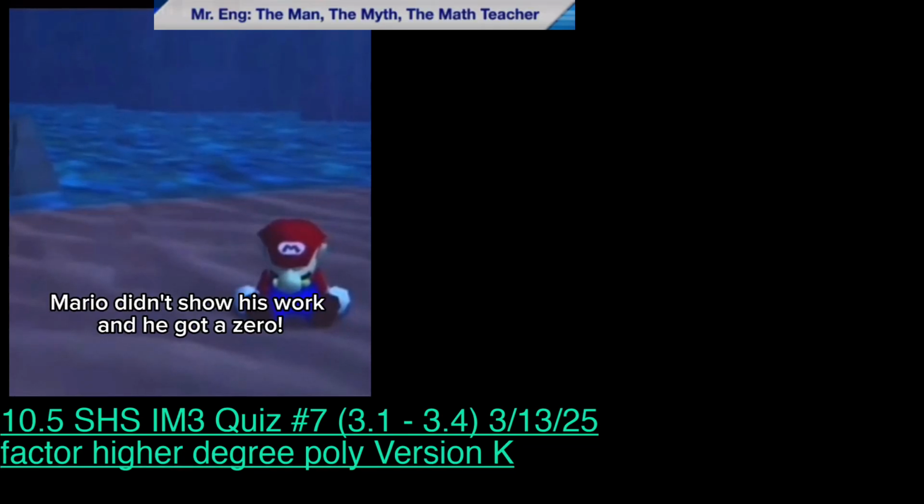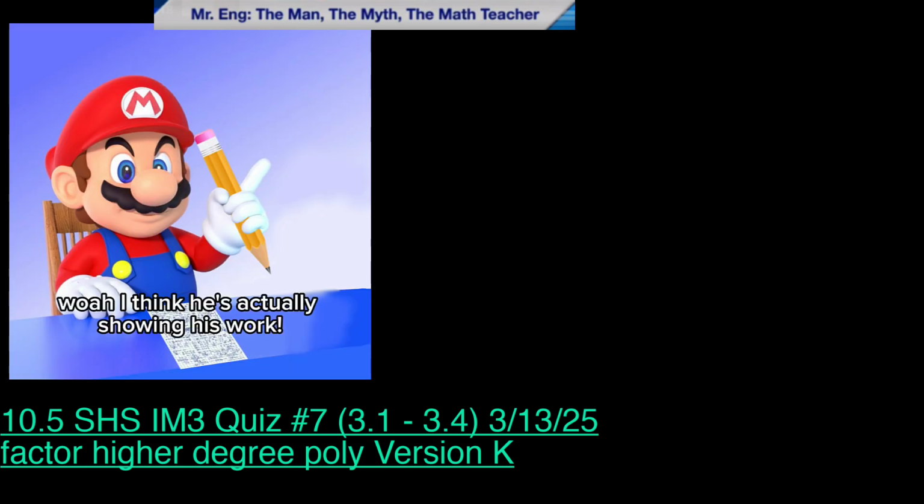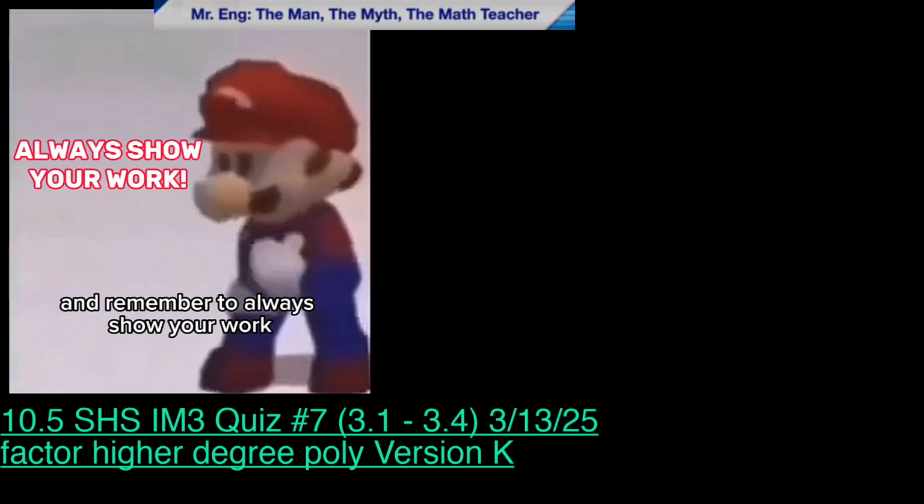Mario didn't show his work and he got a 0. Oh no, Mario. You must show your work. It's a point for you and for Mr. Aim to see. No, I think he's actually showing his work. Yay! Oh, good job, Mario. And remember to always show your work.